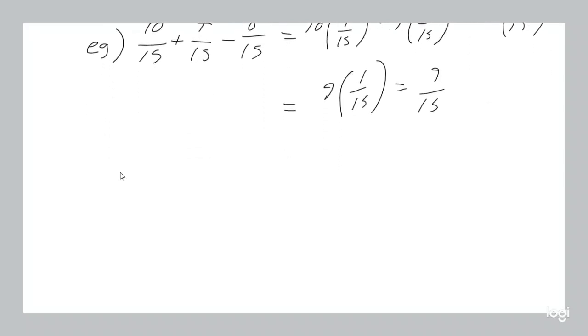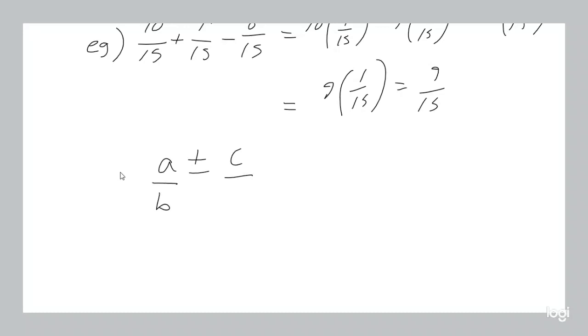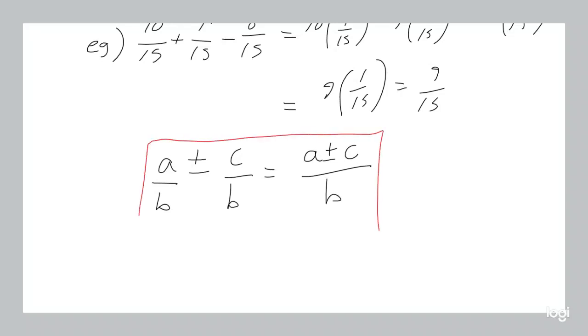So, when you're adding or subtracting numbers with a common denominator, oops, let me just change that to a b. You're keeping the denominator the same, and you're just adding and subtracting the numerator, the number on top. That is where that rule comes from.